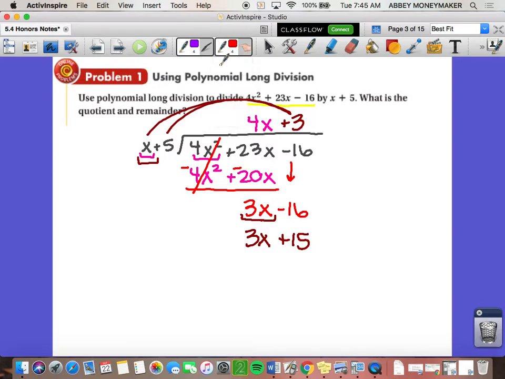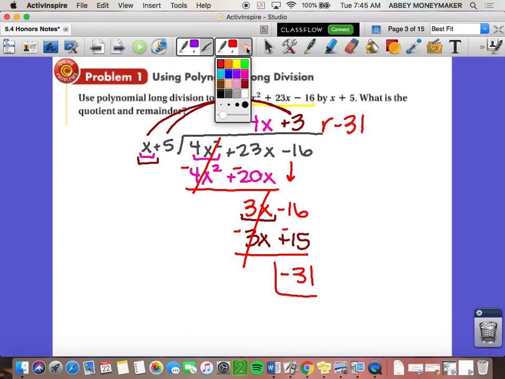And again, I draw the line and change my signs. First two cancel, like always. And then I have negative 16 plus negative 15. That gives me negative 31 as my remainder. So we would write remainder negative 31 up next to our quotient.